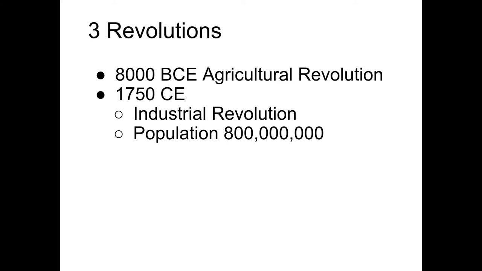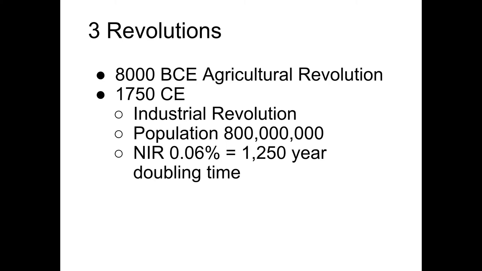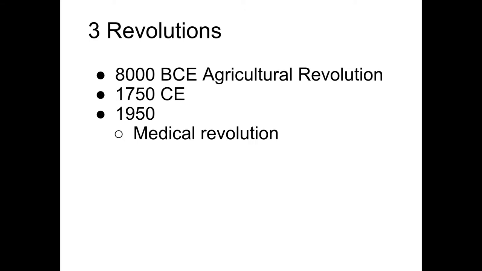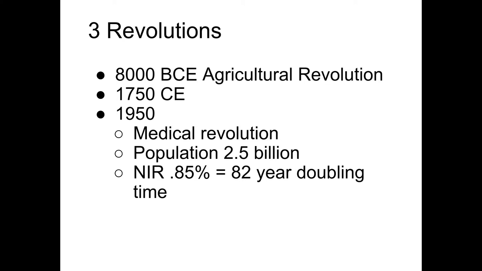At the time of the Industrial Revolution, about 1750, the population was around 800 million. The increase rate had increased to 0.06% for a doubling time of just over 1,000 years. And then 1950 Common Era, the medical revolution. By 1950, the population was up to 2.5 billion. The natural increase rate was just under 1% for an 82-year doubling time. So we went from a doubling time of, what was it, 59,000 years to a doubling time of 82 years.